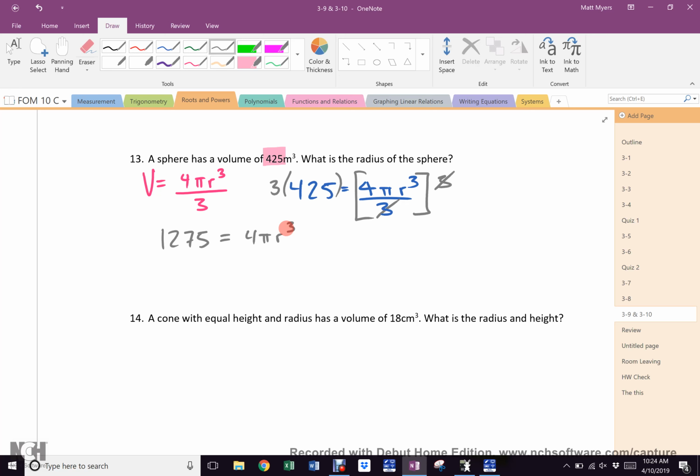4. So I would divide by 4. You can't get rid of the 3. That's an exponent. I get rid of the 4. Cancel. What do I do here? Divide by 4. What is that answer? That's fine. What is it?